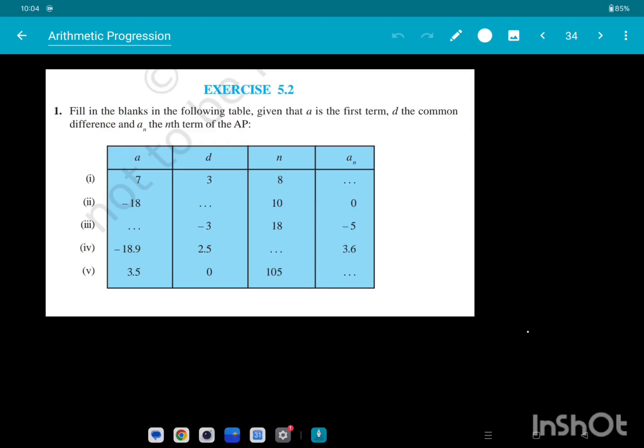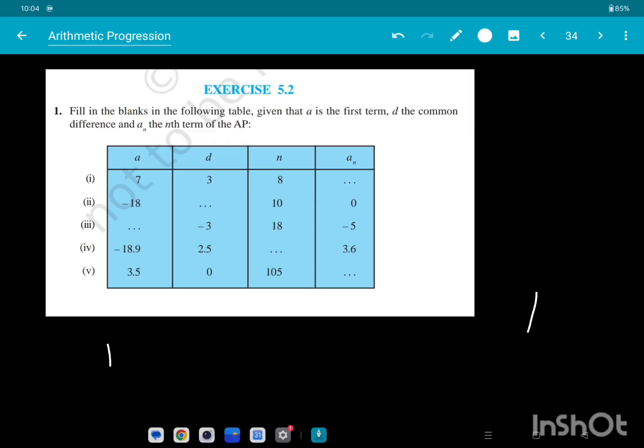Now we will see what is the first question here. Fill in the blanks in the following table, given that a is the first term. Here it was given a is the first term, d is the common difference, n is the nth term, I mean the n value, and also it was given the an value. Here some are missing. In each question one is missing. So first we will discuss each one.